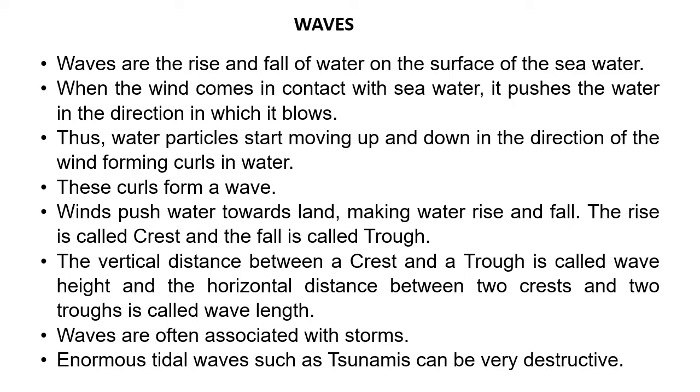The vertical distance between the crest and the trough is called wave height. You can understand the height, the rise and fall. The distance between two crests or two troughs is called the wavelength. It is the wavelength, the distance between two crests or two troughs. And the vertical distance you know as the wave height.